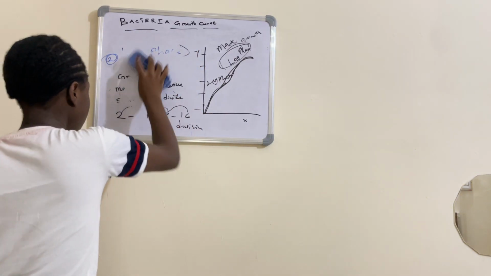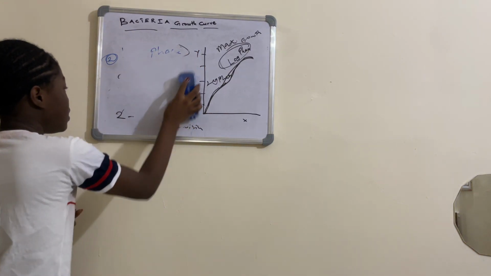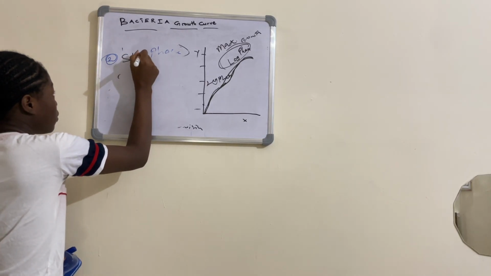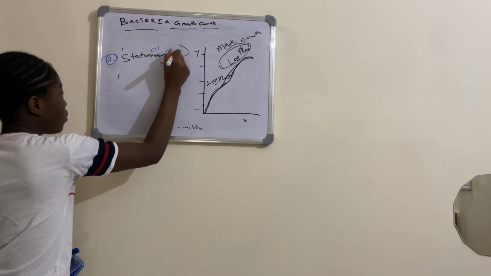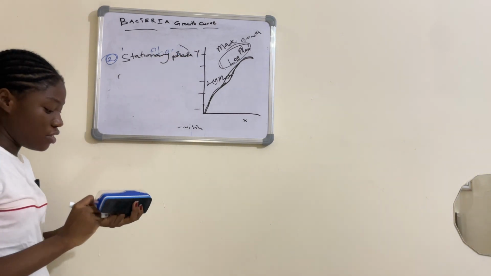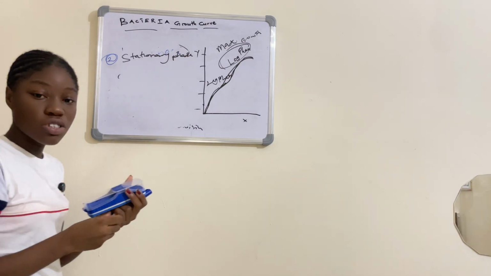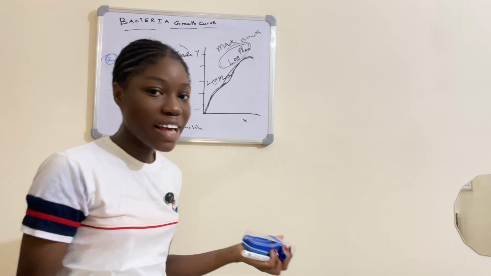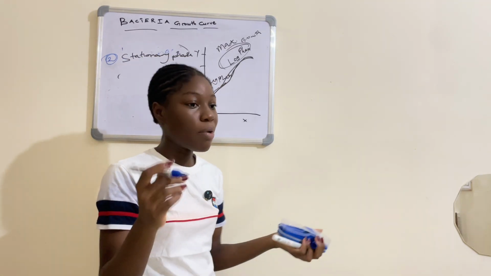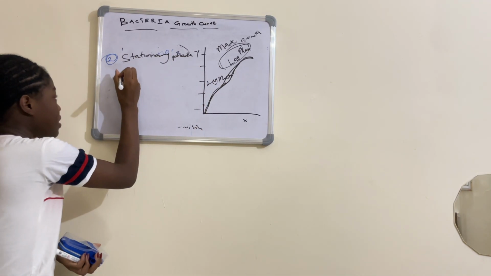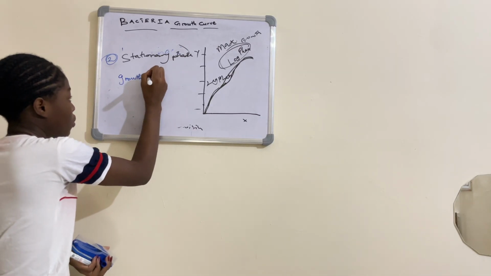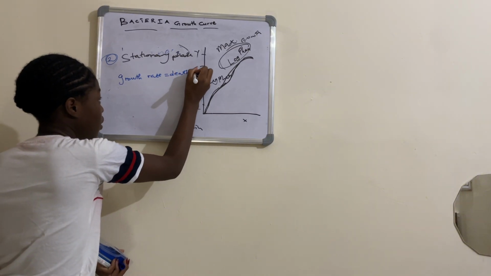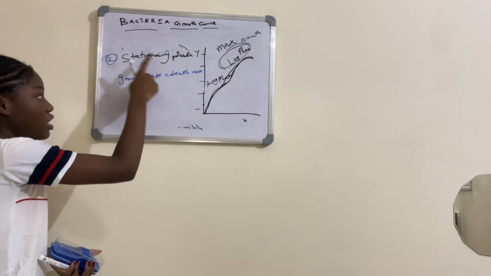The third phase here is known as the stationary phase. So the stationary phase is the third phase. In this phase, the nutrients inside of the bacteria, everything starts to decline, right? So here, the growth rate is equal to the death rate in this phase. The growth rate here is equal to the death rate in the stationary phase.